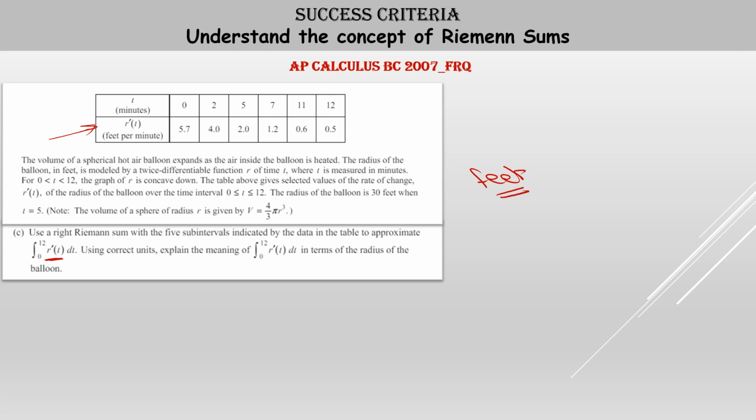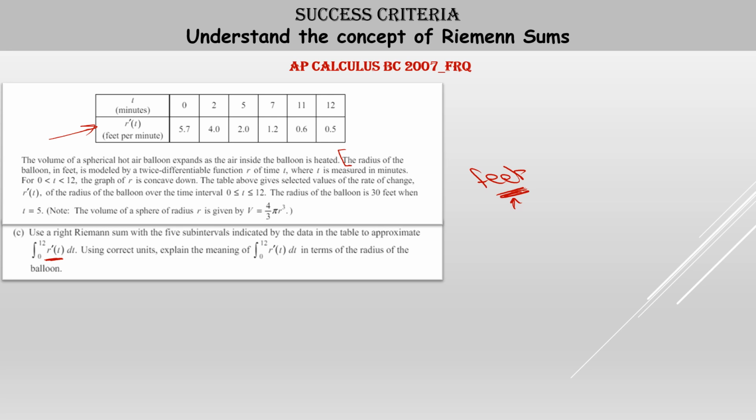Don't write feet per minute. The reason is that you are not finding derivatives, you are integrating. So when integrating, the units are only feet. Now what is the meaning of this whole situation?